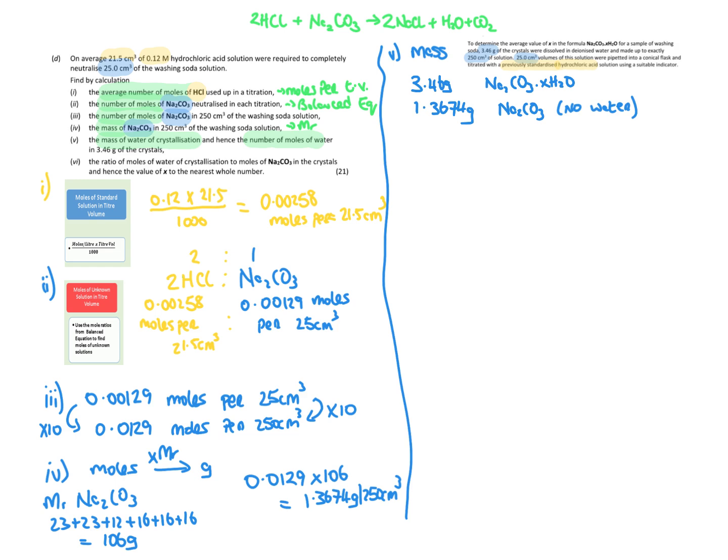So if we wanted to figure out how much water there is present, we can just simply subtract those. And when you do that, you would get 2.0926 grams of water in 250 centimeters cubed of solution. And there we have calculated the mass of water of crystallization present in 3.46 grams of your crystals.